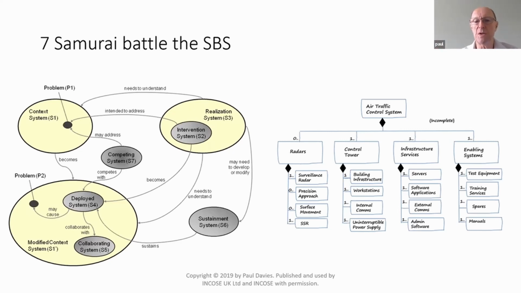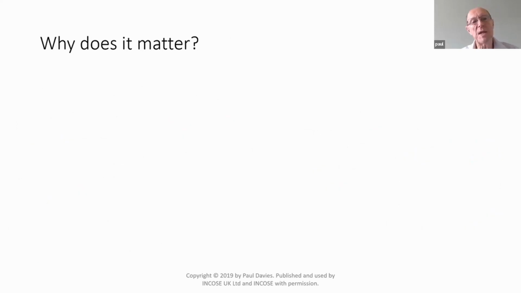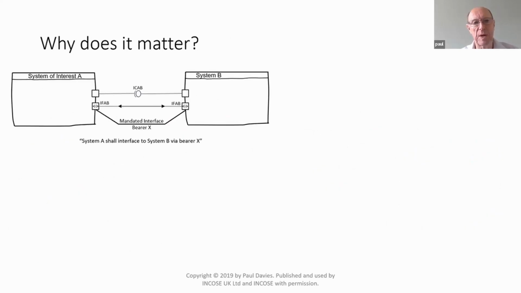And you can't see the interactions between the component system elements, like between the surveillance radar, the precision approach radar. Do they talk to each other? Do they interfere with each other? You cannot tell from a system breakdown structure picture. So why does that matter? Okay, it matters for several reasons.